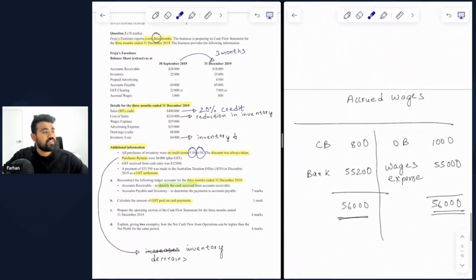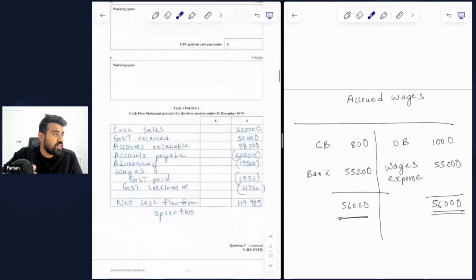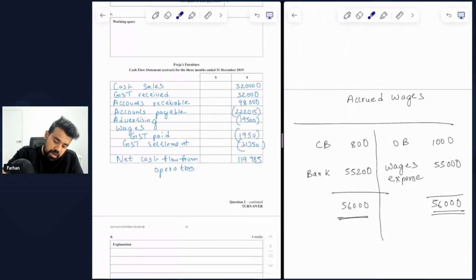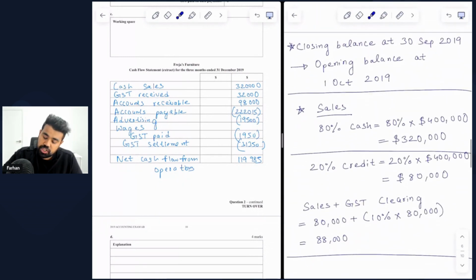All right, so question C requires us to prepare the operating section of the cash flow statement for the 3 months ended 31 December 2019. So let's scroll back down, and you can see we are given the cash flow statement extract, and I've prepared it. So starting with the cash sales of 320,000, where did we get this amount from? So let me remind you of the workings that we had done initially.